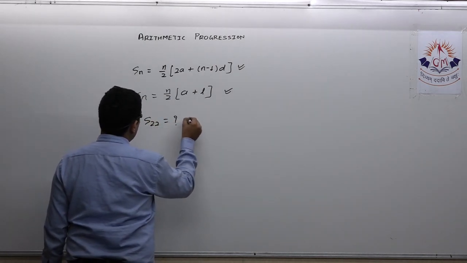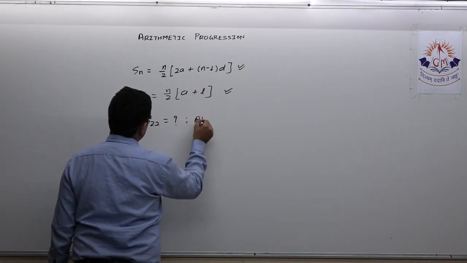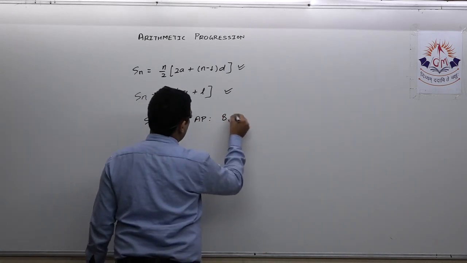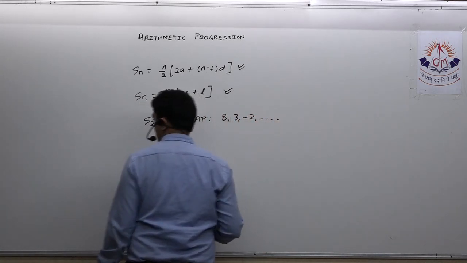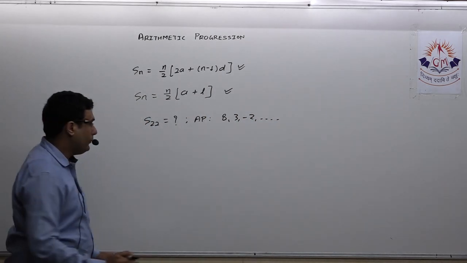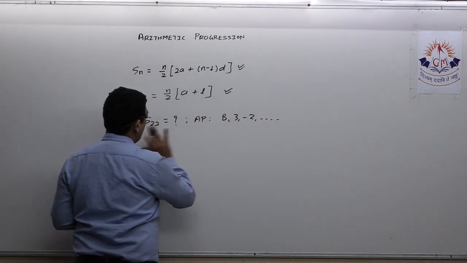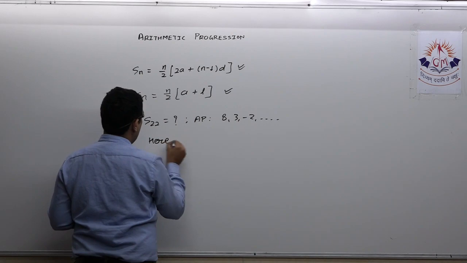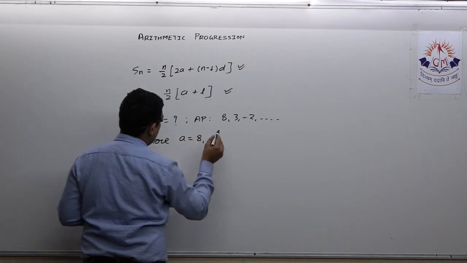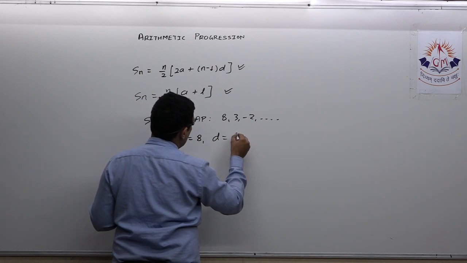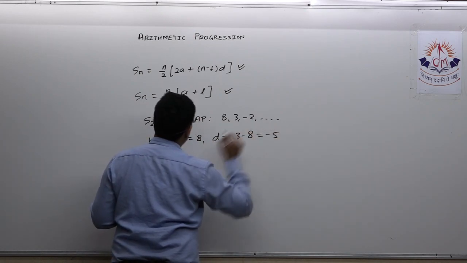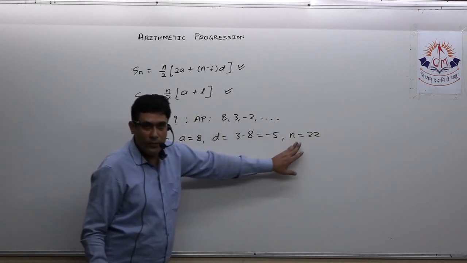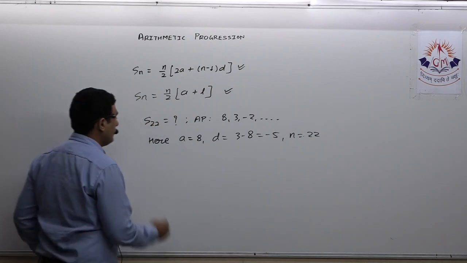S22 we have to obtain for the AP 8, 3, minus 2. Simply what you have to do is put the values of a, d and n in the formula. So here we have a is equal to 8, d is equal to 3 minus 8, that is minus 5, and n is equal to 22. That means I have to find the sum of first 22 terms.